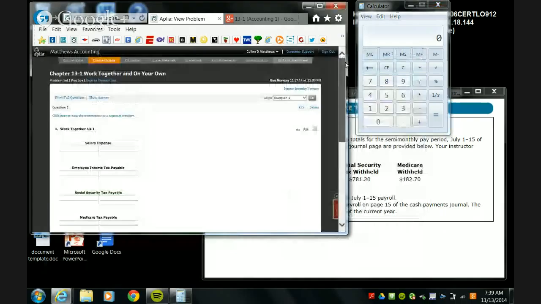All right, guys, today we're going to do 13.1, recording a payroll. I would recommend looking at pages 369 and 371 in the book to get you familiar with what a payroll register looks like, and then the cash payment journal entry for paying the salary expense. But with that said, let's take a look at Work Together 13.1.